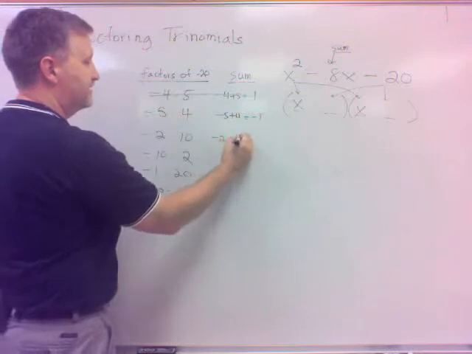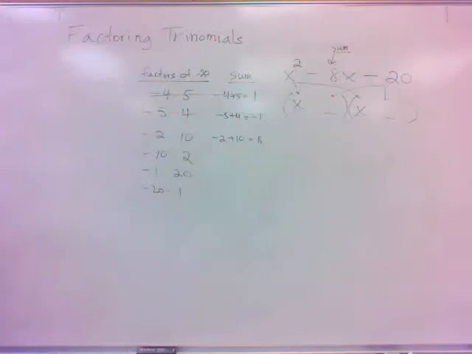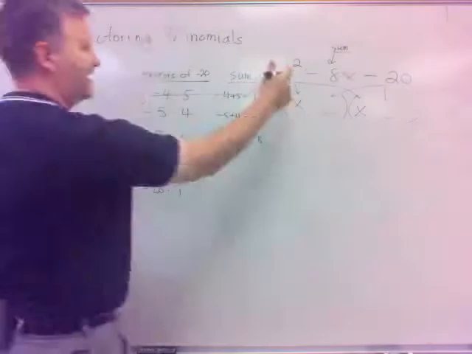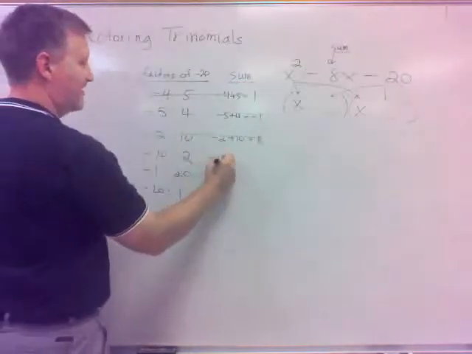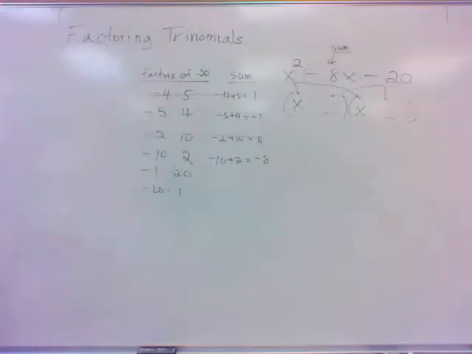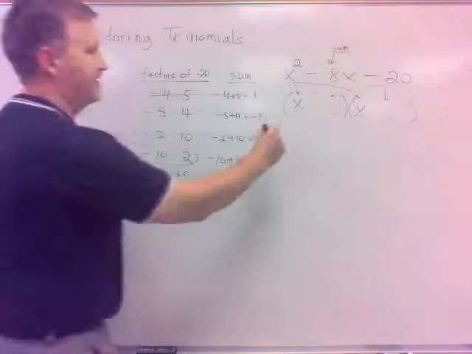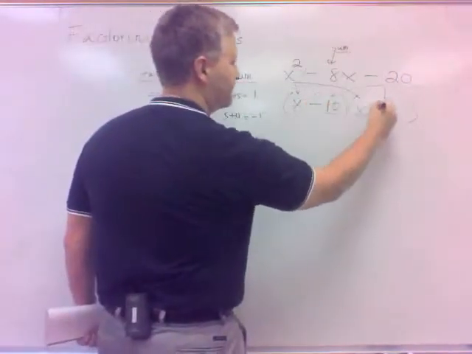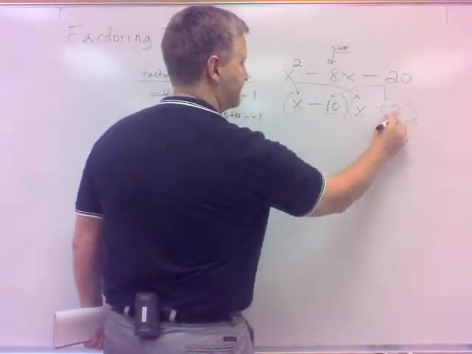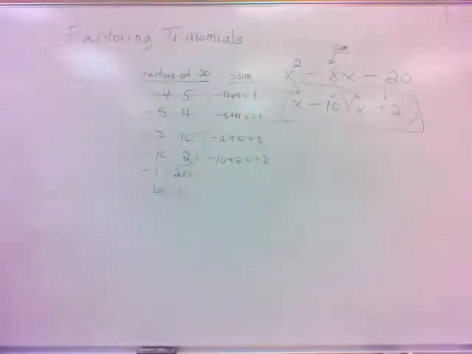Negative 2 plus 10 right here. Positive 8. Hey, we're close. Is that it, though? I need it to be negative 8. So that does kind of narrow it down there. I do the negative 10 plus the positive 2, that does give me negative 8, doesn't it? So that's the one we go with. So what does that mean over here? Minus 10, positive 2 would be the correct factoring of that.